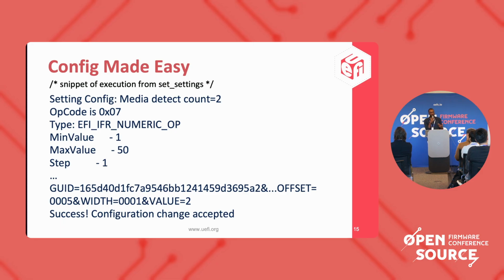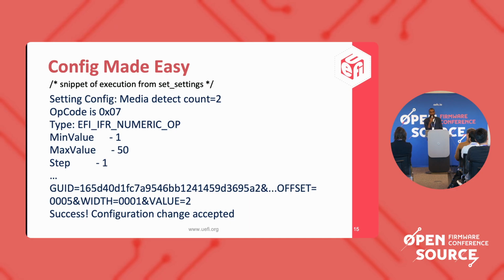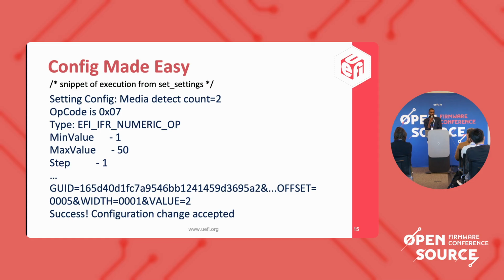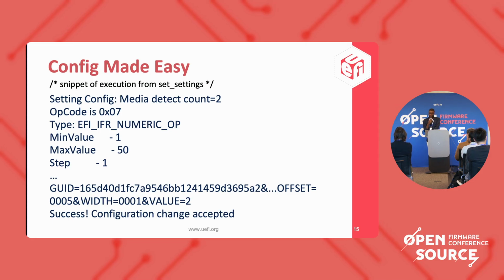So this is important because it helps the SRE or whoever the operator is to know what's being done and how to increment it and the kind of values to enter. Yeah, we can see the GUID, the widths, and the offsets and the value to be entered. And then it gives us a success message.